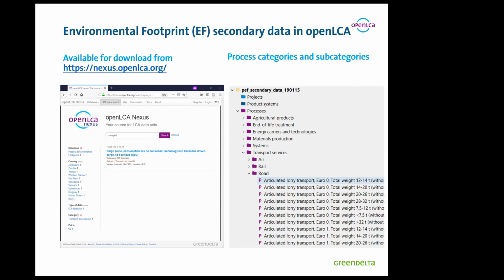But if you're looking for a specific data set in the PEF database, then you can just use the search field, and in the menu on the left-hand side, you can filter for specific data sets. For instance, what I did here in the screenshot was to search for a process that includes the term transport, and I also filtered for specific categories, in this case transport services air, and also for a specific database, this PEF database. So it's really quite a nice tool to explore what data sets are included in the PEF database.